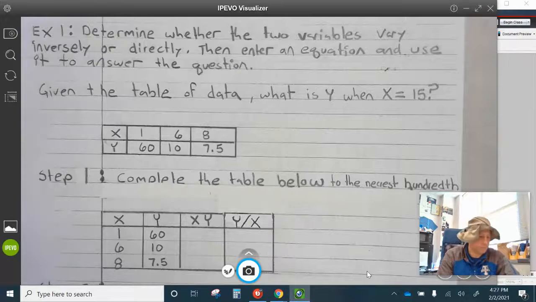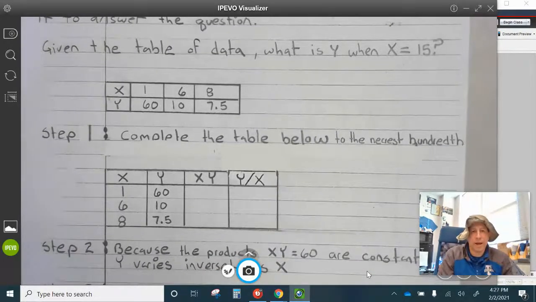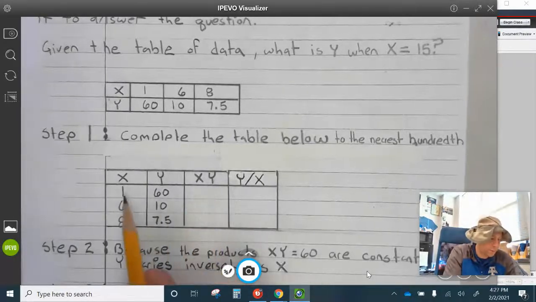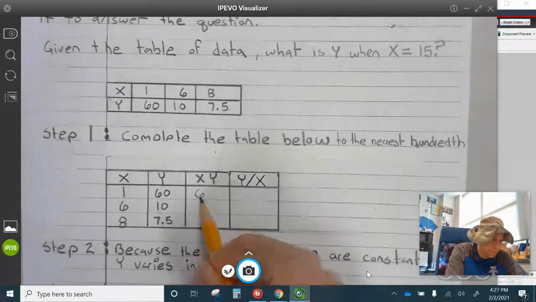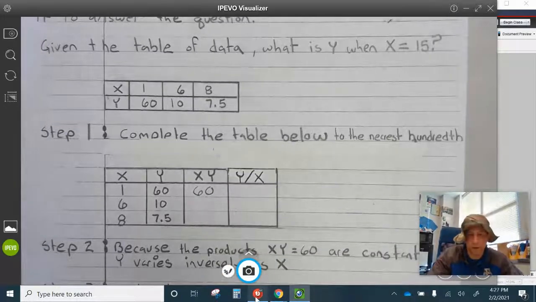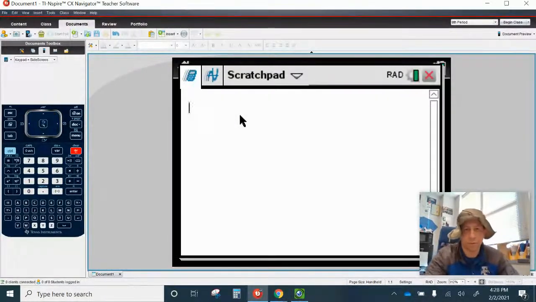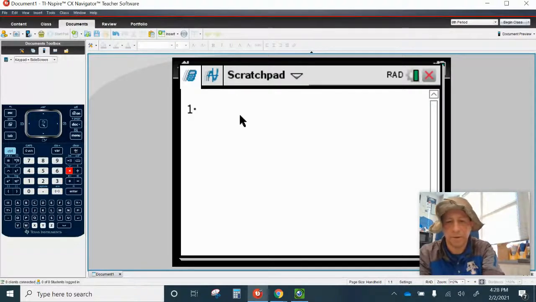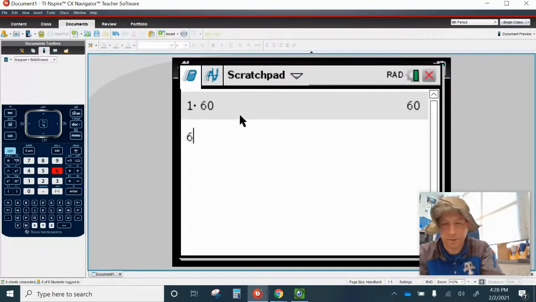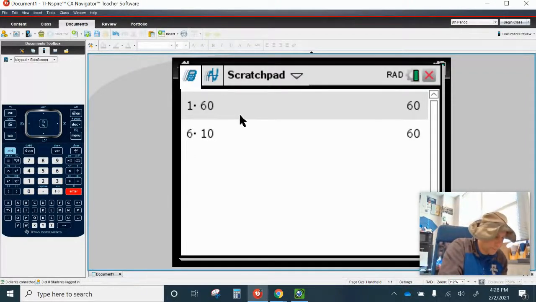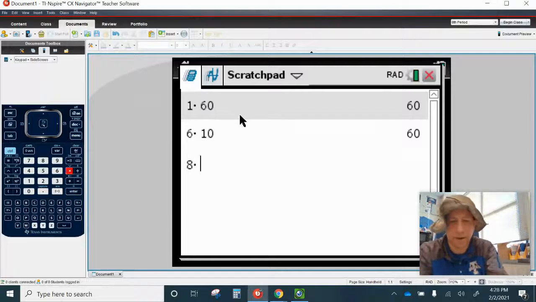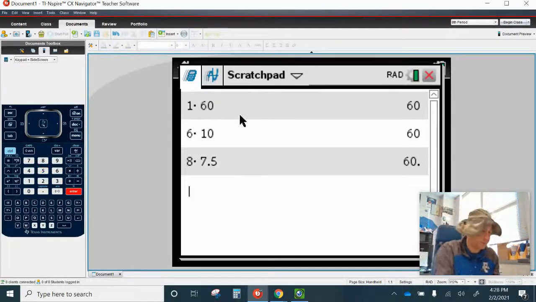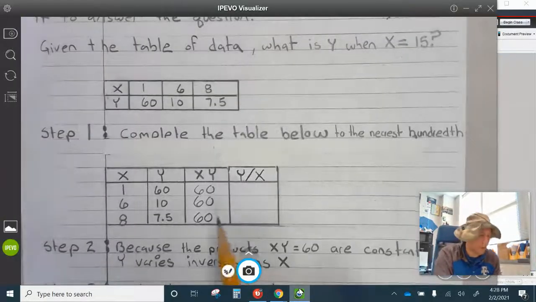Okay, so we have the table. Now we need to complete the table below to the nearest hundredth. So real simple, we need to multiply x times y. Well, that's easy. 1 times 60 is 60. We can use our Inspire if we need to. 6 times 10 is 60. And 8 times 7.5 is 60. Okay, so we have that column.